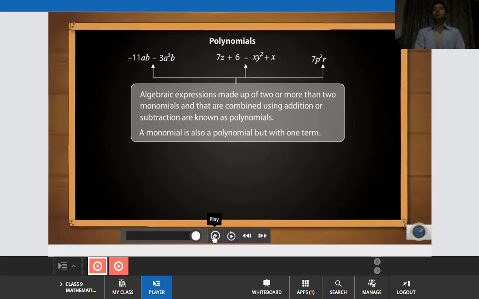So a polynomial is any algebraic expression in which the power of every variable is a whole number. Single term, two terms, three terms, four terms, five terms, six terms, any number of terms, it will be a polynomial. Now we'll have a look at examples of polynomials.